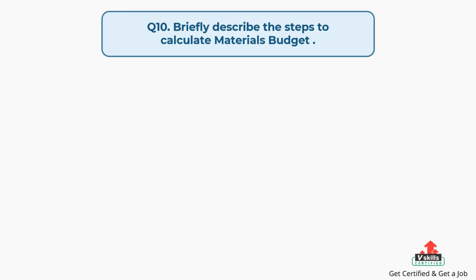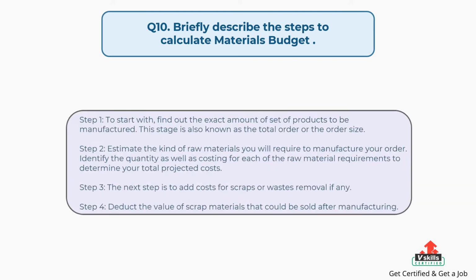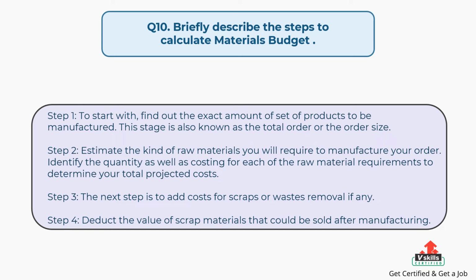Question number 10. Briefly describe the steps to calculate materials budget. The answer is, Step 1. To start with, find out the exact amount of set of products to be manufactured. This stage is also known as the total order or the order size. Step 2. Estimate the kind of raw materials you will require to manufacture your order. Identify the quantity as well as costing for each of the raw material requirements to determine your total projected costs. Step 3. The next step is to add costs for scraps or waste removal if any. Step 4. Deduct the value of scrap materials that could be sold after manufacturing.